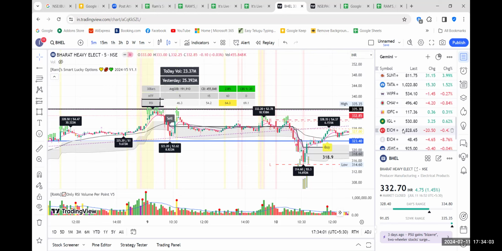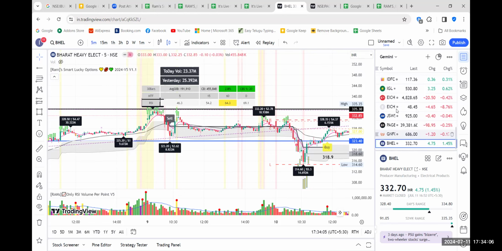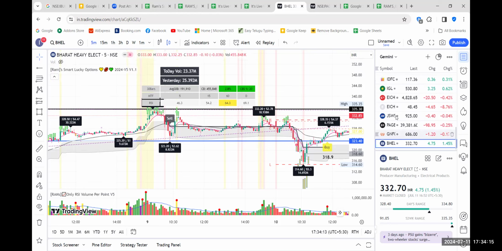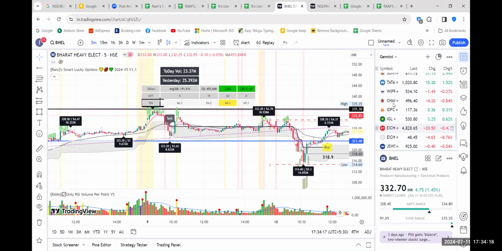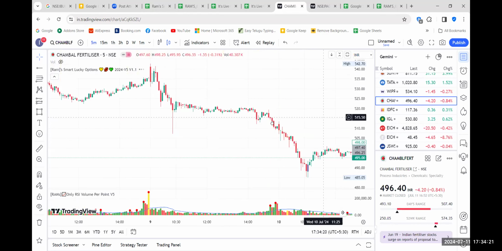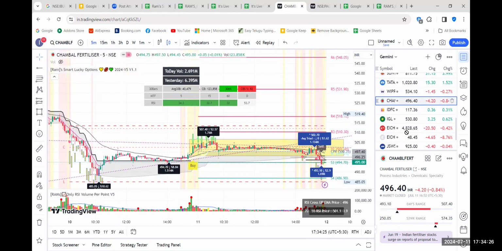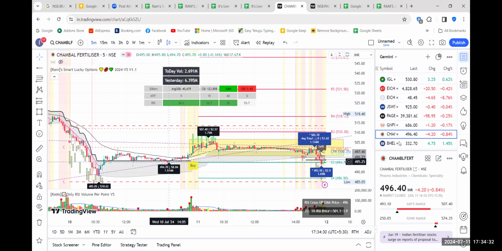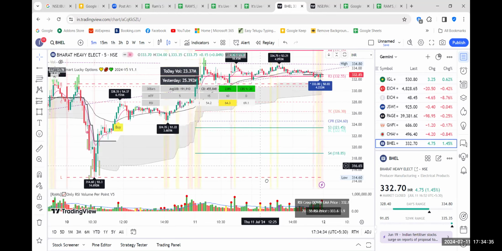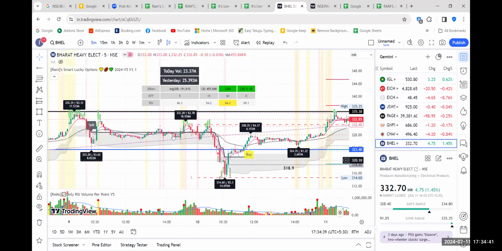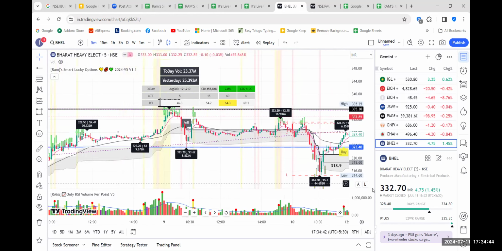Can we see the same scenario in Chambal Fertilizers? Exactly. Where is it? It's just down, before, on the screen. Yeah, this one. See, we can see a similar scenario. Same scenario here in BHEL. Same thing. Here we can consider this.